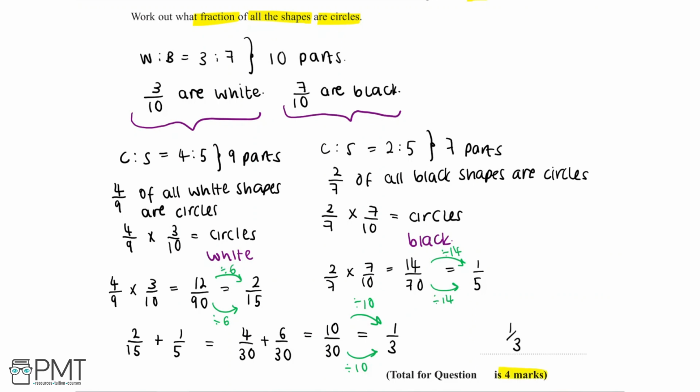So this question is worth 4 marks. And let's take a look at where these marks are allocated. Now the first mark is for calculating the proportion of white circles in the bag, which we've done here by doing 4 over 9 multiplied by 3 over 10. The second mark is for finding the proportion of black circles in the bag, which we've done over here, 2/7 multiplied by 7 out of 10. The third mark will be for adding these numbers together. We did 2/15 plus 1/5, and showing that calculation gets you the third mark. And finally, for the last mark, we need to get the answer of 1/3, which we've done and very clearly laid out in our working.